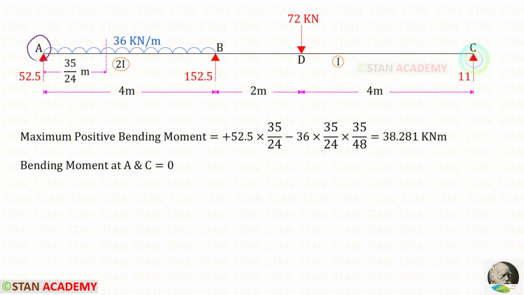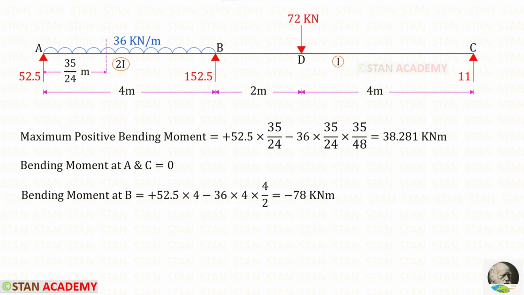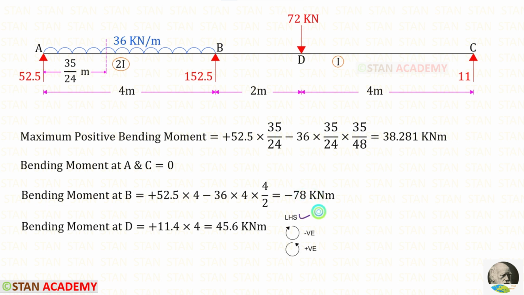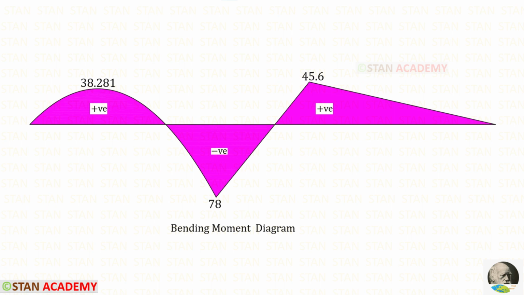The points A and C are the simply supported ends, so the moment will be 0. Using the right hand side rule, we can find the moment at B, which will be minus 78. We have already calculated that. Now let us use the left hand side rule and find the moment at D. RC is acting in the anticlockwise direction so it will be positive and the distance is 4. For the moment at D, we will get 45.6. This is the proper bending moment diagram.